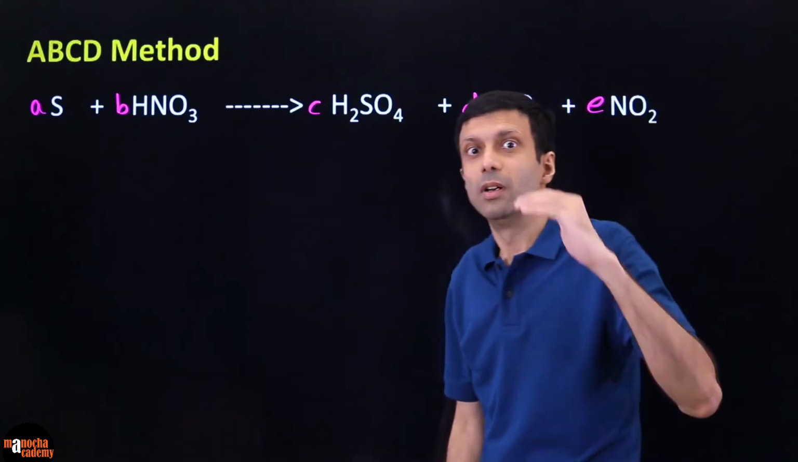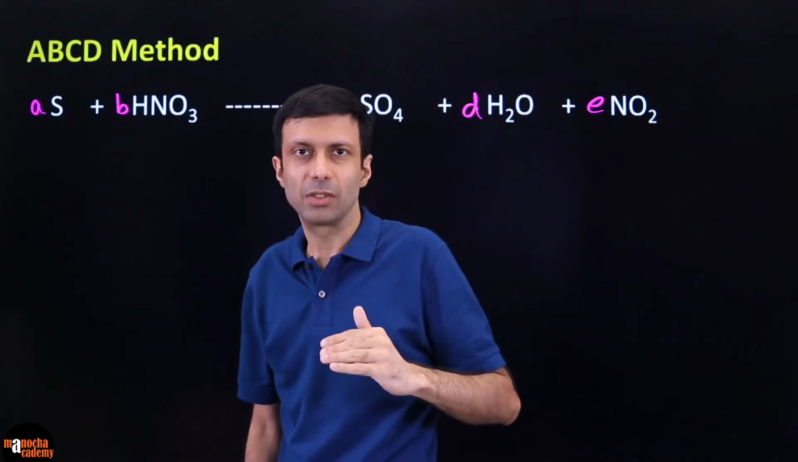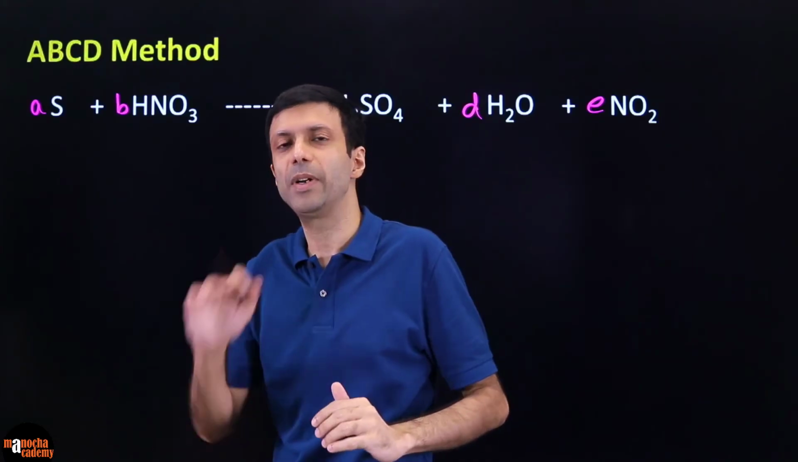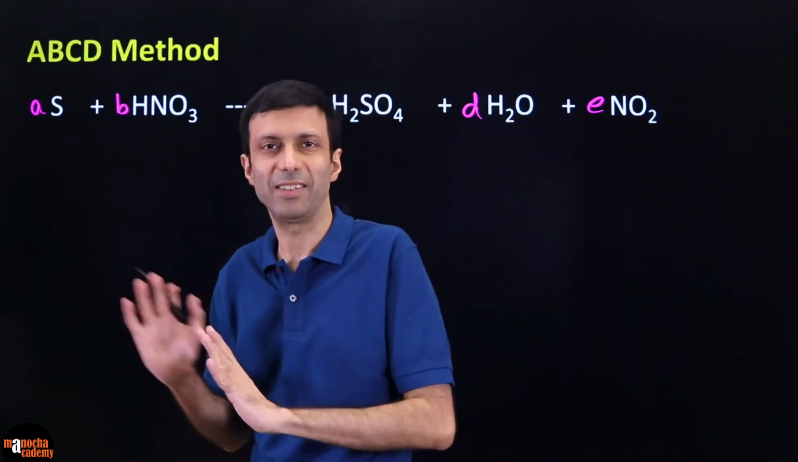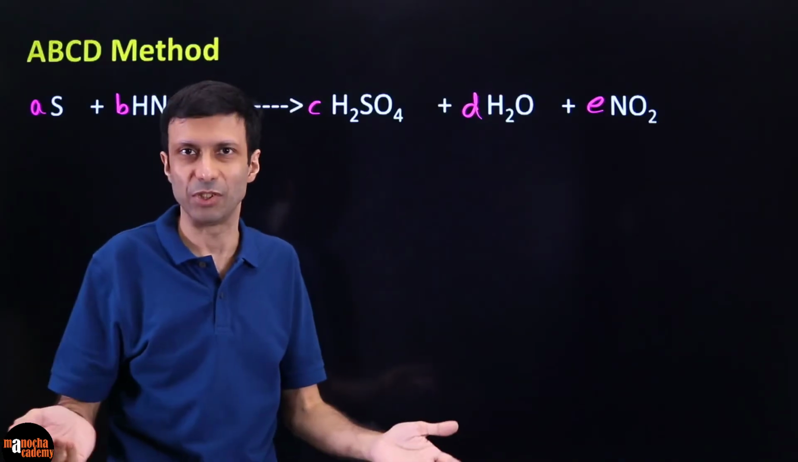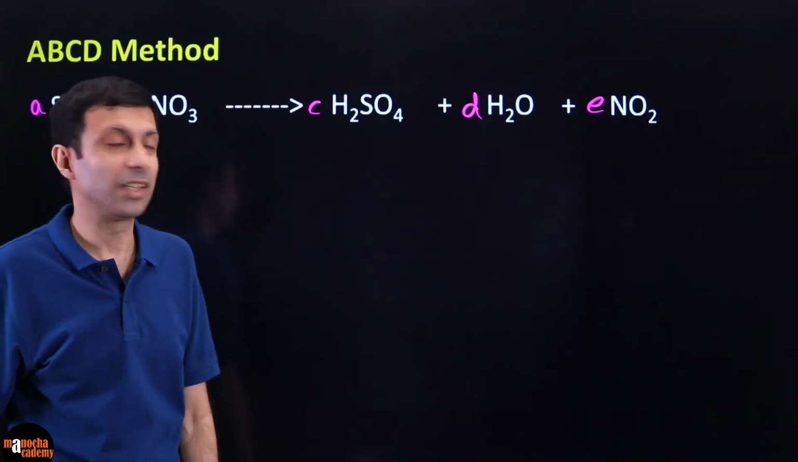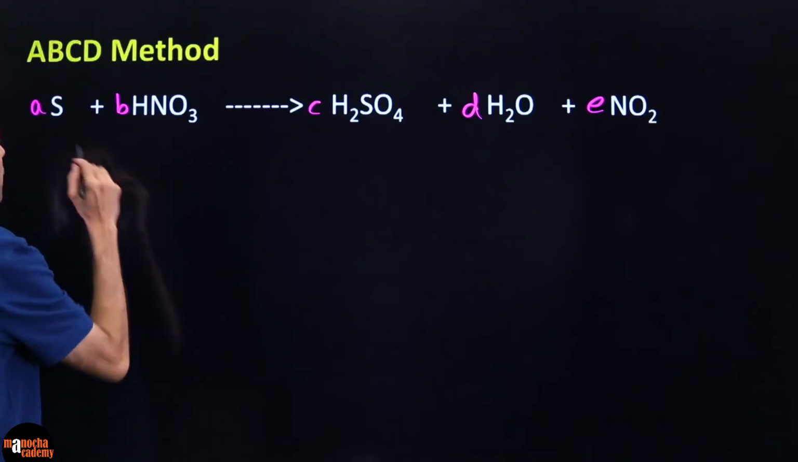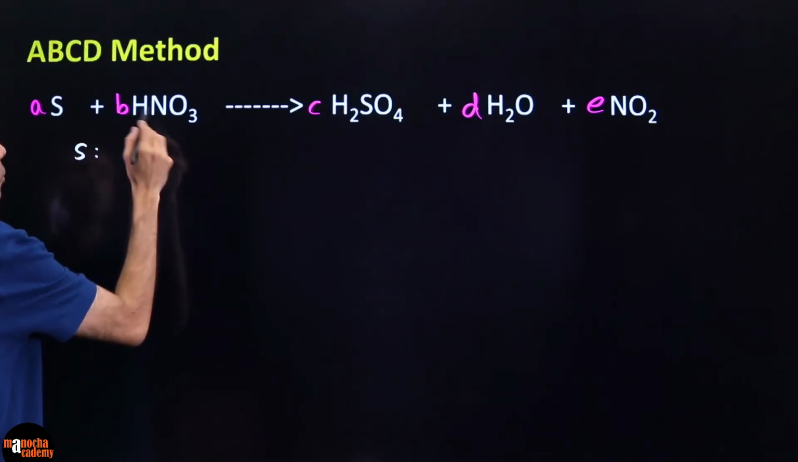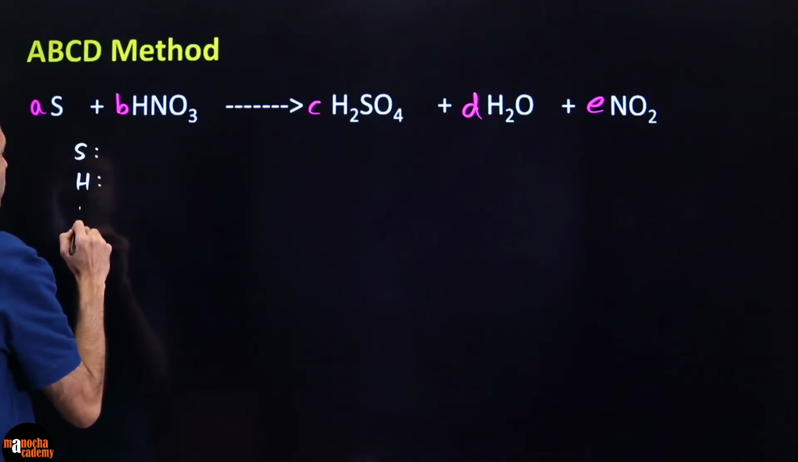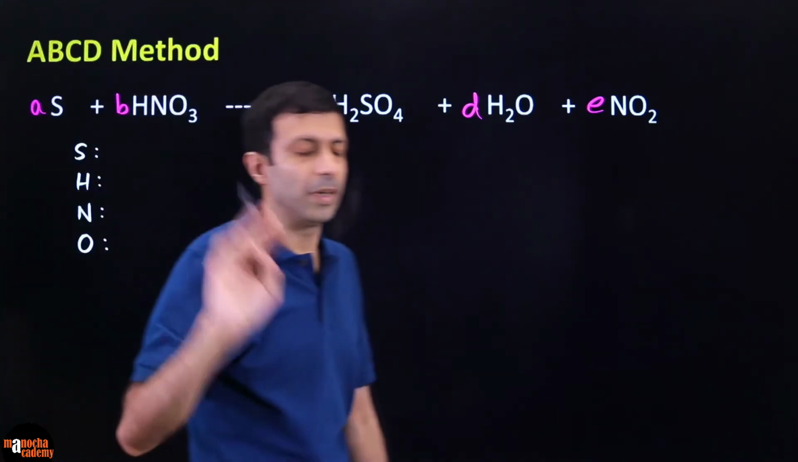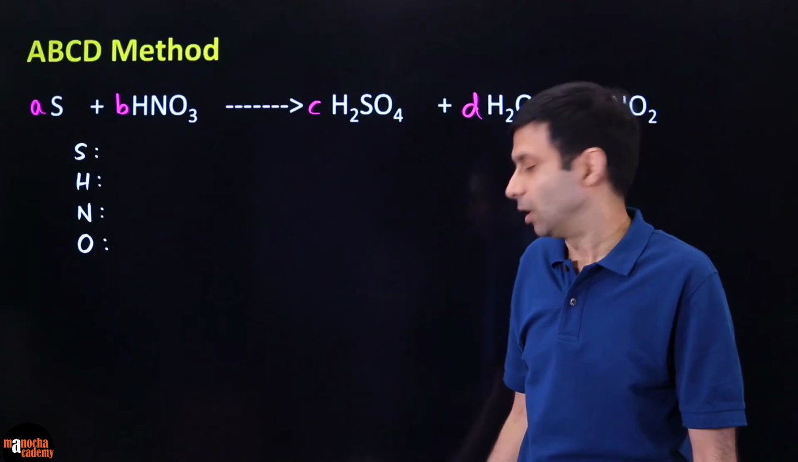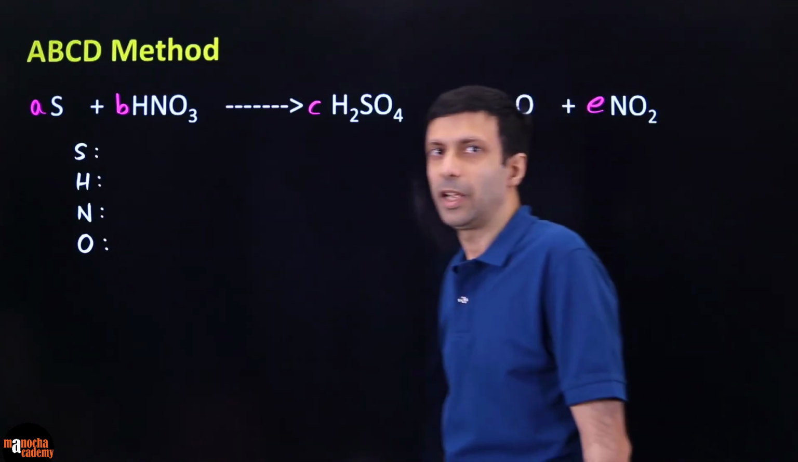Put E coefficient. So your coefficients are ready. Now what do you have to do? Write down all the elements. So clearly write down the elements and now equate the number of atoms on the left equal to the right. That's all. That will form your equations. So what are my elements here? Start from the left. You have sulfur, you have hydrogen, you have nitrogen, and you have oxygen. So there are 4 elements in our equation.